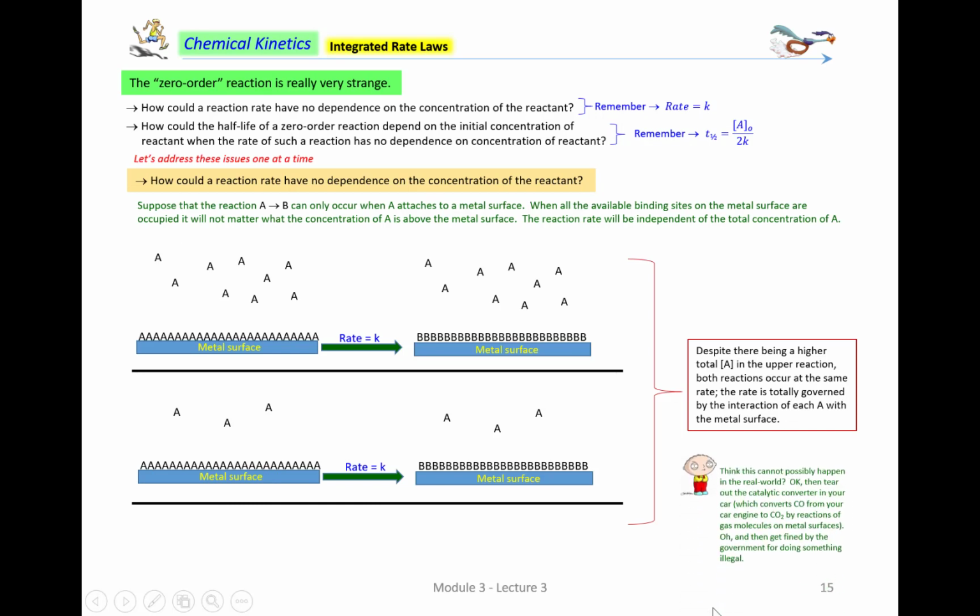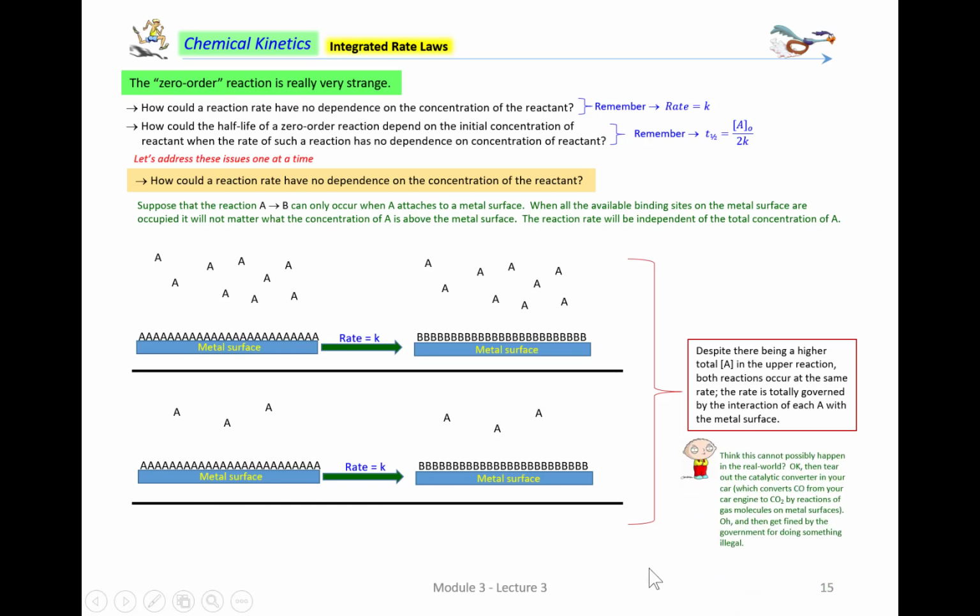Now you might ask, is this all made up? Could this not possibly happen? Well, of course it can happen. A catalytic converter in your car converts carbon monoxide from your car engine to CO2 via reactions of gas molecules sitting on metal surfaces in your catalytic converter. So if you don't want that to happen, just take out the catalytic converter and then you'll get in trouble, because I think that's illegal.